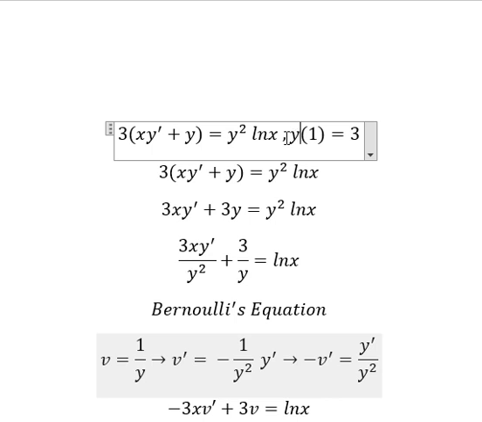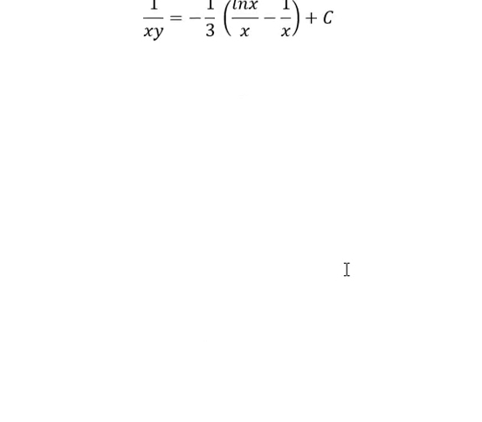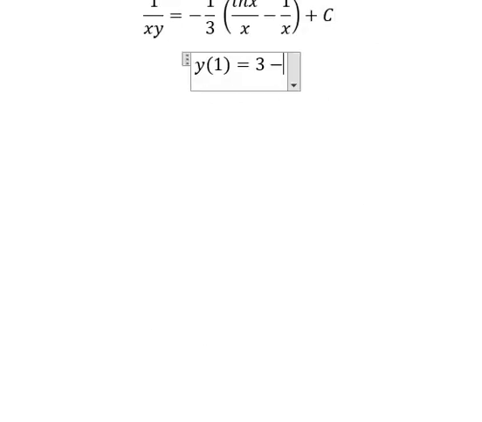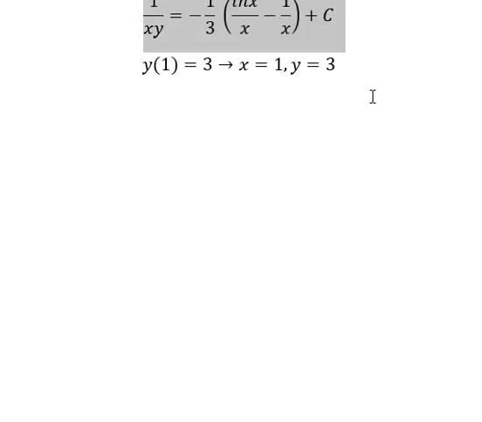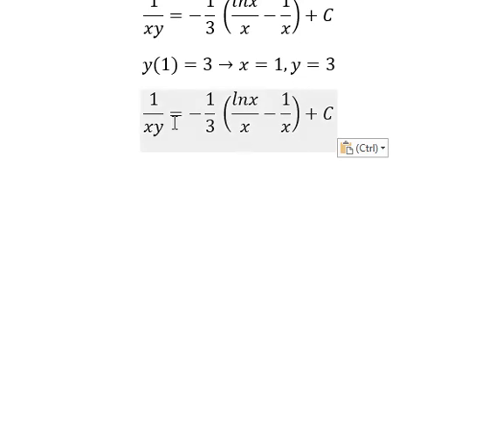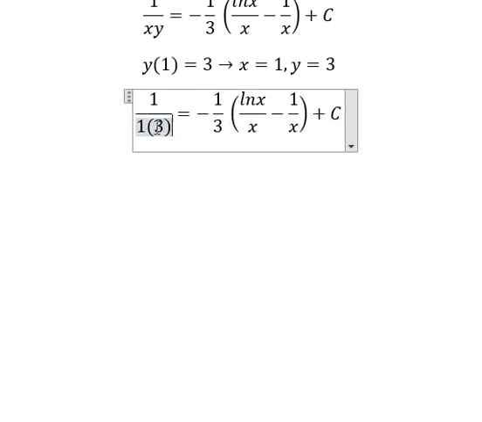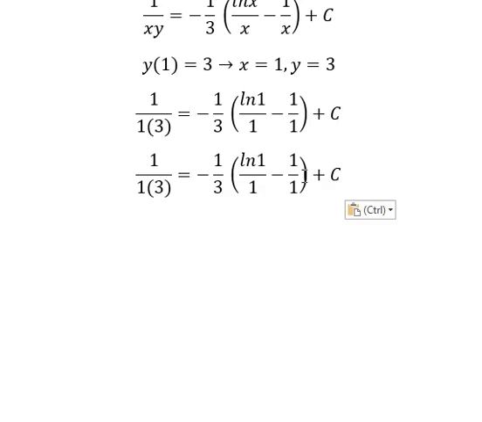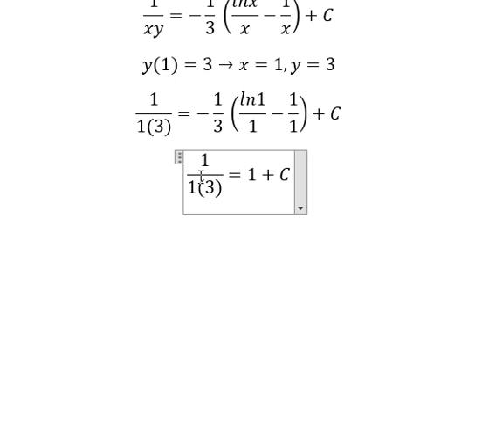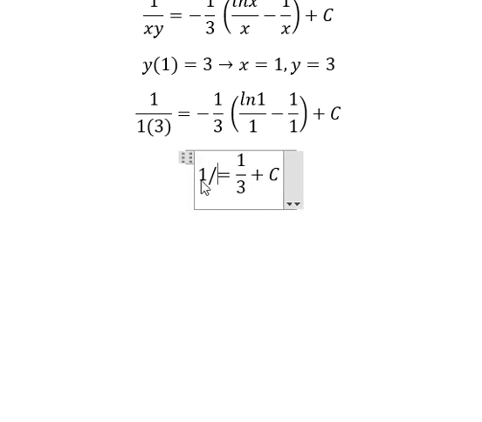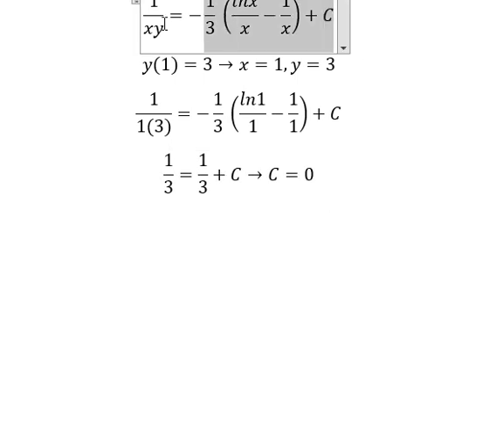We have the conditions. That means when s equals 1, y equals 3. So we put 1 and 3 in here. So this one, we have 1 over 3. This one we have 1 over 3. So that means c equals 0. And then we put 0 in here.